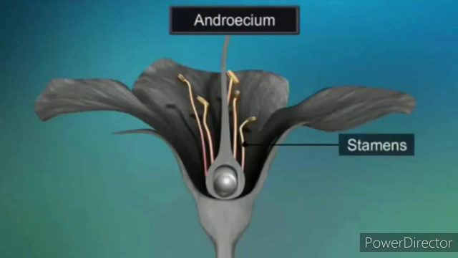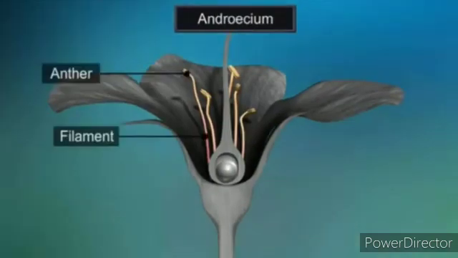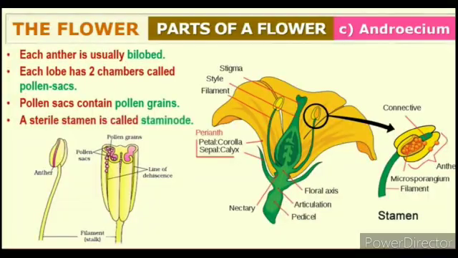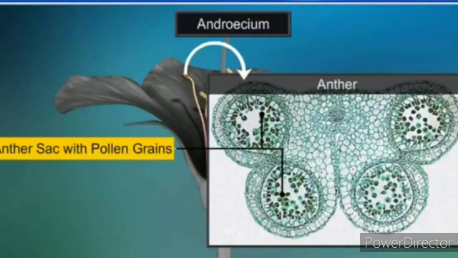Stamen consists of a stalk or a filament, and at the tip region an anther is present. Each anther is normally bilobed. It is divided into 2 partitions and each lobe has 2 chambers. So in total 4 chambers are present, and that is called the pollen sac. The pollen grains are produced in the pollen sac.